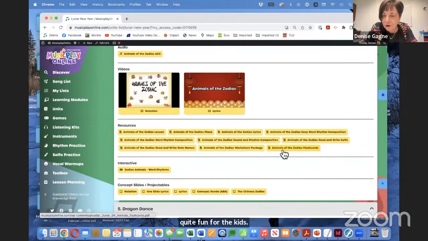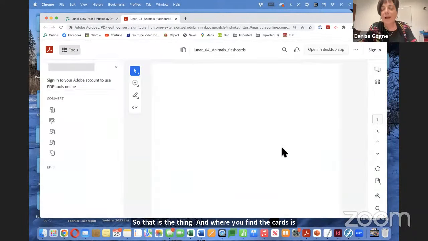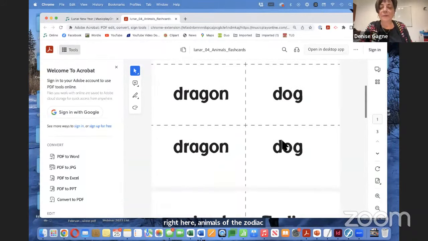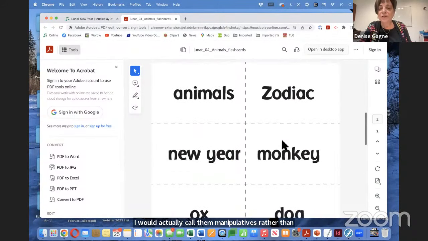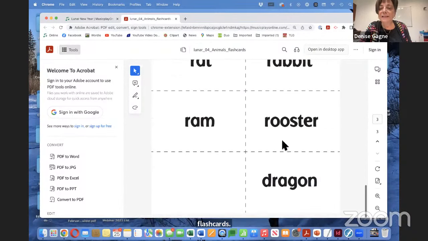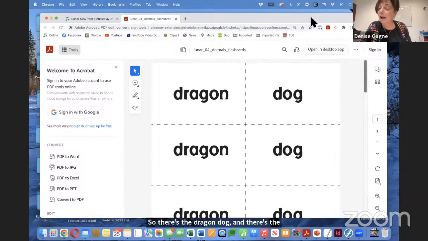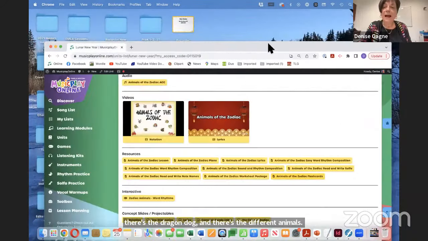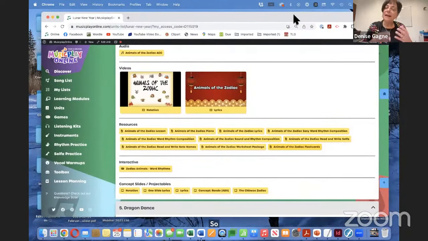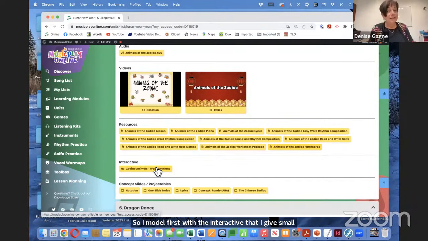And where you find the cards is right here. Animals of the Zodiac flashcards. I would actually call them manipulatives rather than flashcards. So there's the dragon, dog, and there's the different animals. So I like this activity. My kids have really enjoyed when they get to be the ones that are the creators. So I model first with the interactive, then I give small groups or even individual students their chance.